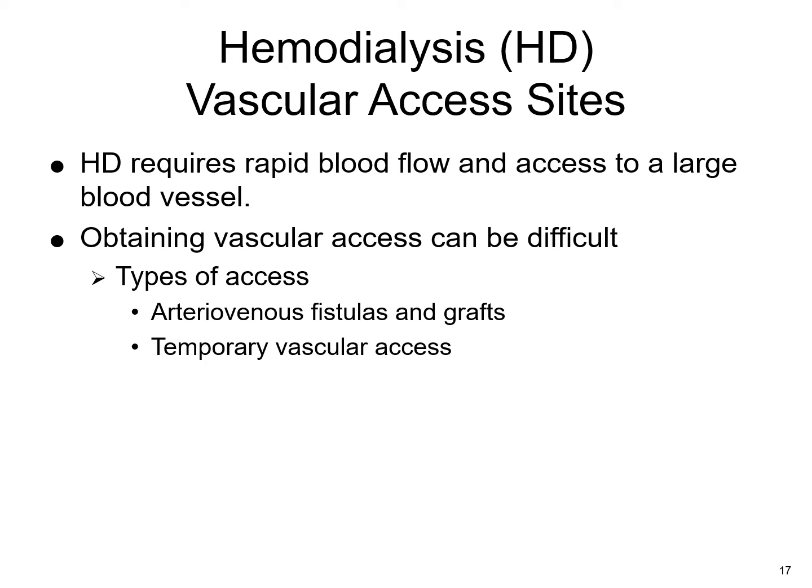For hemodialysis, it's a little bit more complicated. For sure, you're going to need some type of vascular access site, right? And for hemodialysis, the big problem is you need a rapid blood flow and access to a large blood vessel. So you must find vascular access, and that can be hard in some patients. We can have the AV fistula, which is our preferred. This is the best one.